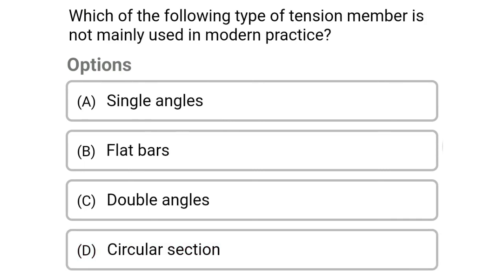So next question, which of the following type of tension member is not mainly used in the modern practice? Option A single angles, option B flat bars, option C double angles, option D circular section. So the correct answer is option B flat bars.